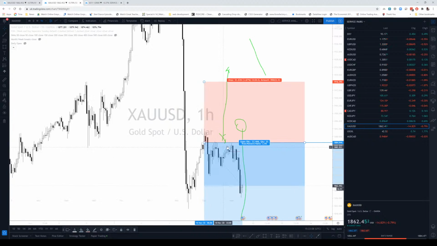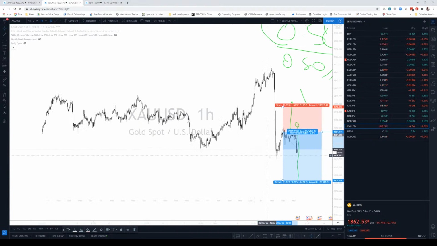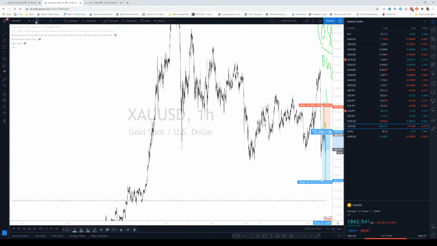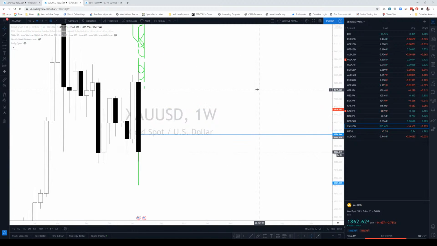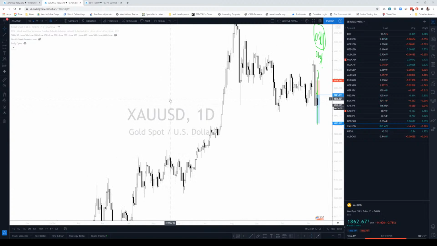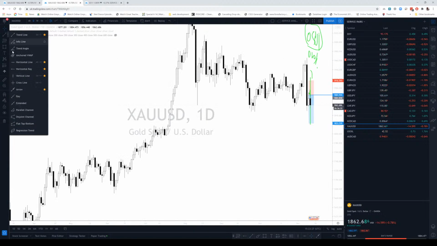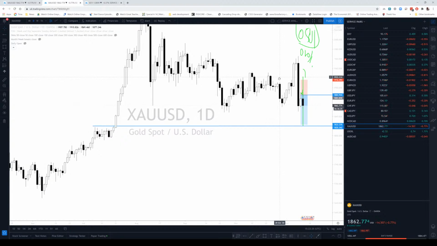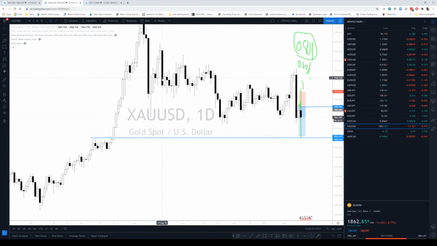Okay, I'm short from there and I'm looking for price to take out this low and come and take out this equal low and drop down to here. And I think I did mention on Monday about this being a market maker sell model. Okay, this being a market maker sell model, I think I did mention it to my members.